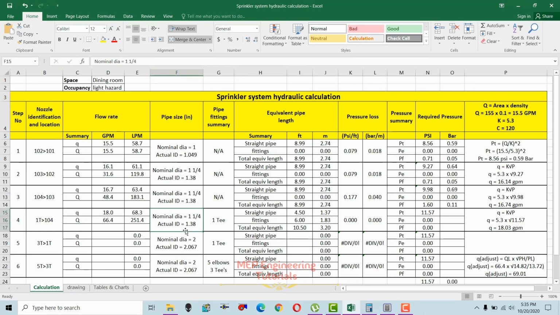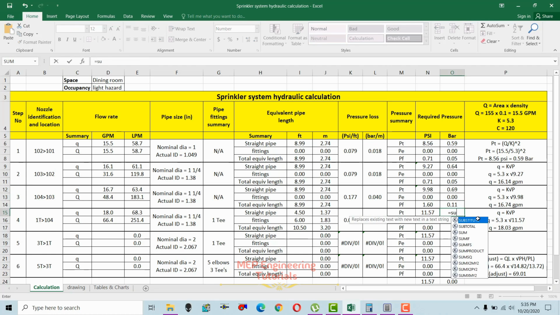So we know that the pipe size is 1.38 inches. Now we have to calculate the pressure in here. Just sum up this one to get the total pressure.